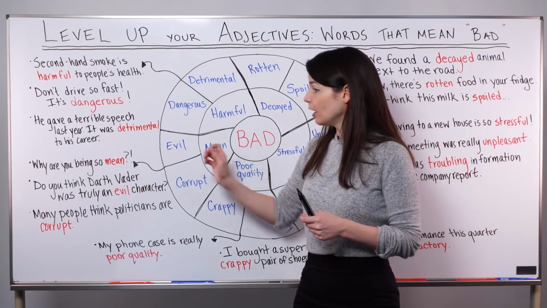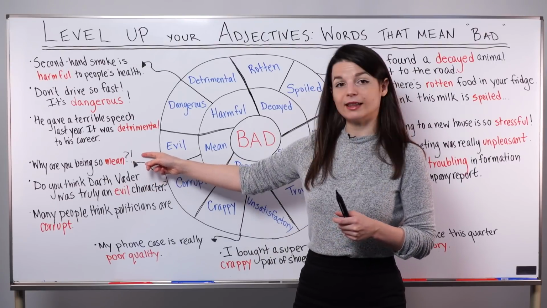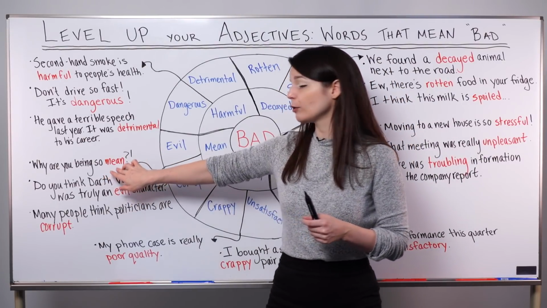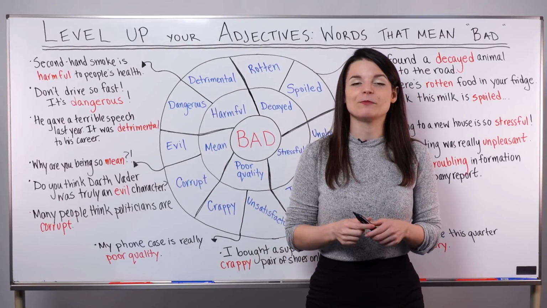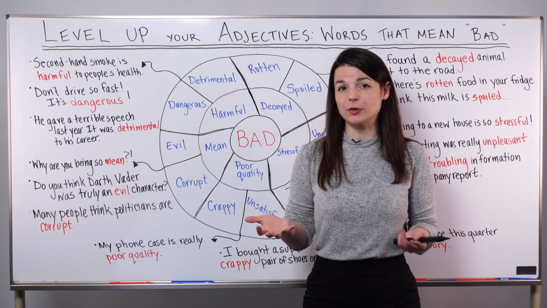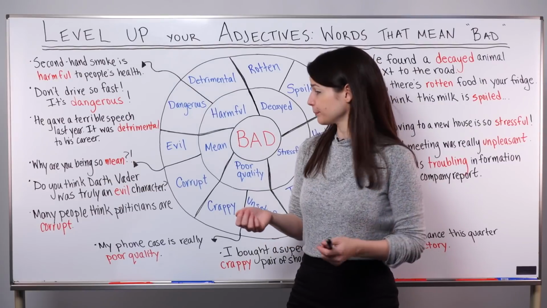First, with mean, a common example is something like this. Kids might say, why are you being so mean? So why are you being so unkind? So maybe a child would say this to their parent when told they can't do something. Why are you being so mean?